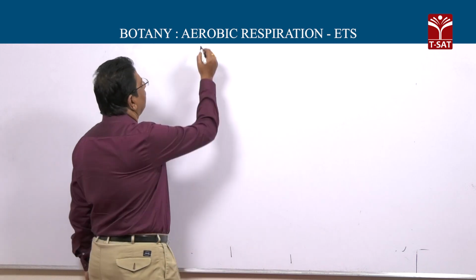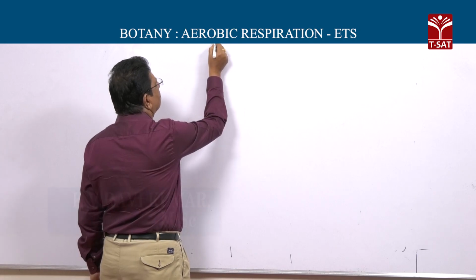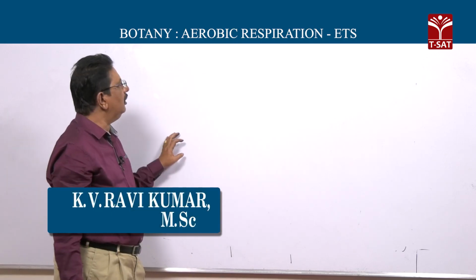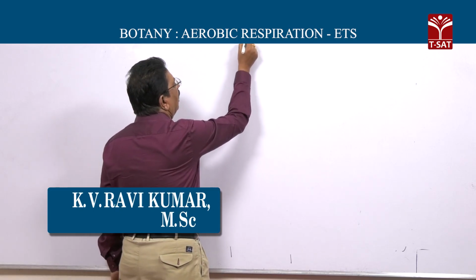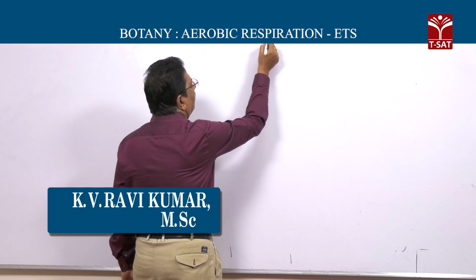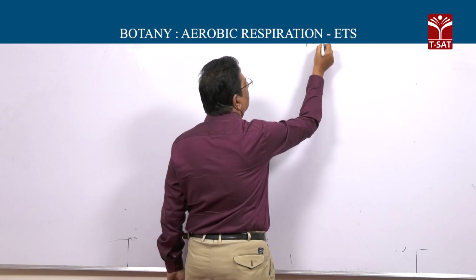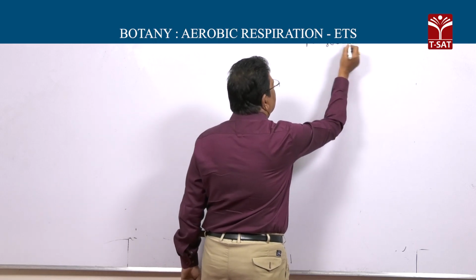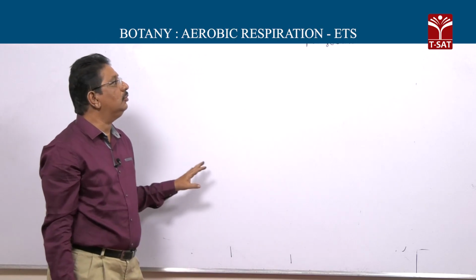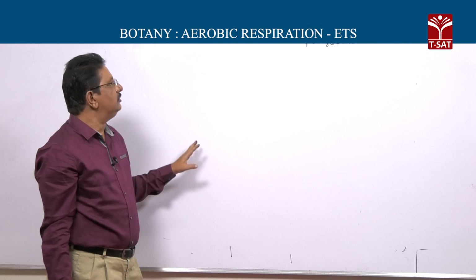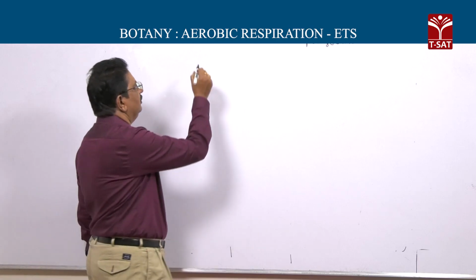Fourth step of aerobic respiration, which is called electron transport system. Sometimes it is called electron transport chain, followed by the so-called oxidative phosphorylation. So the last and final event of complete oxidation of glucose molecule is the ETS followed by oxidative phosphorylation.